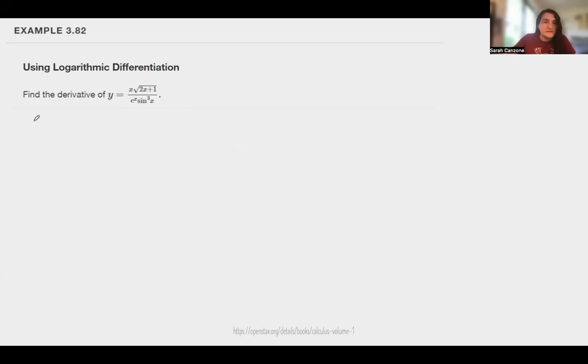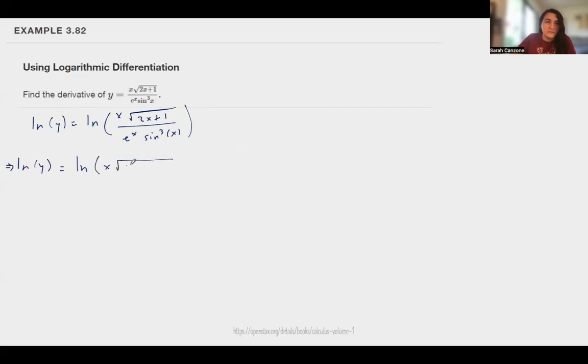So we'll take the natural log of both sides. ln of y equals ln of x square root of 2x plus 1 over e to the x sine cubed of x. Okay, now we can use our log rules to simplify this. So we remember division inside of a log turns into subtraction between logs. So we'll do that one first. So the natural log of y equals the natural log of the numerator, which is x times the square root of 2x plus 1, minus the natural log of the entire denominator, which is e to the x times sine cubed of x.